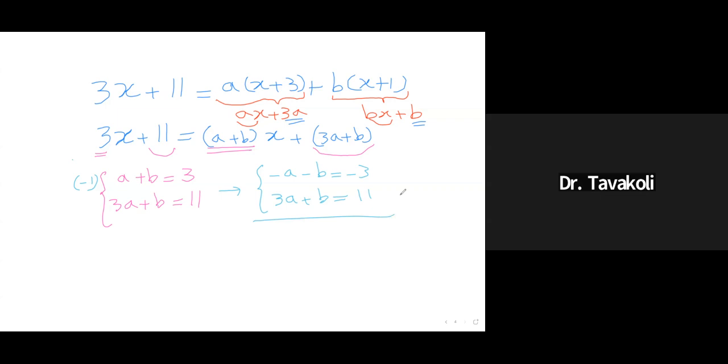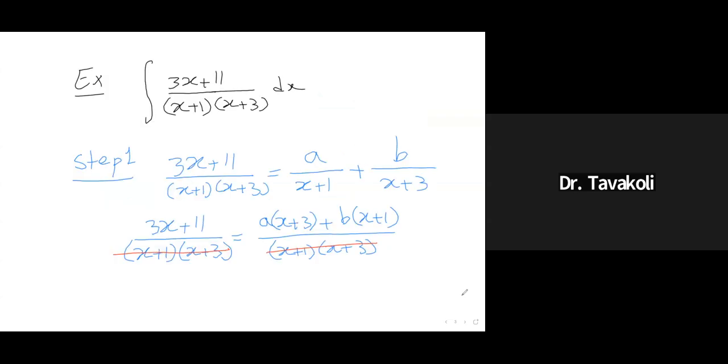Left side added to the left side, right side added to the right side. Minus a plus 3a is 2a. Minus b and b cancel out. On the other side, minus 3 plus 11 is 8. So 2a is 8, a is 4. If a is 4, knowing that from the first equation, a plus b is 3, I can conclude that b is going to be -1. So b is -1.